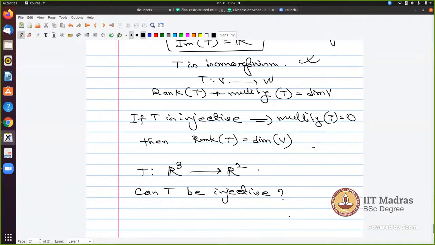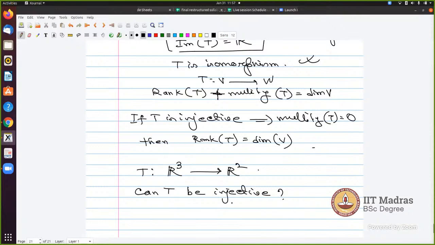Why? Because all the elements will not have a single image. From the rank-nullity theorem you can say it directly, right? Yes, sir. So there are three variables and two equations, so I will always get dependence. So nullity can never be 0.